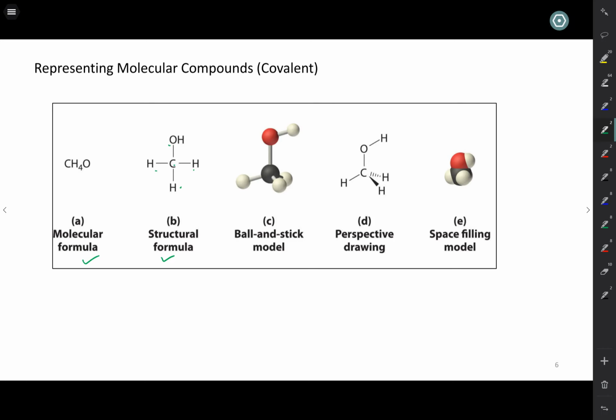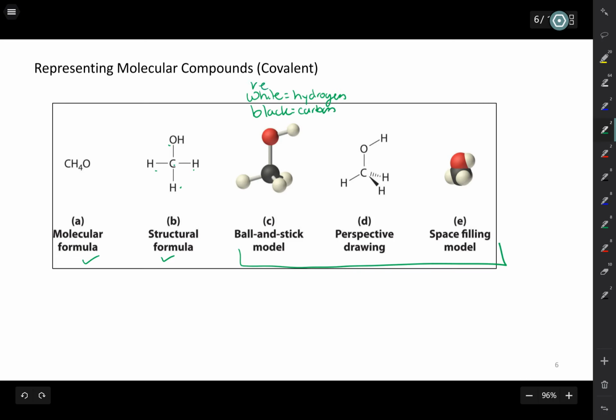Okay, the ball and stick model, again, these 3 you won't have to draw. The ball and stick model is just showing the same thing as the structural formula, but more in 3 dimensions, and usually white is hydrogen, black is carbon, and red is oxygen.